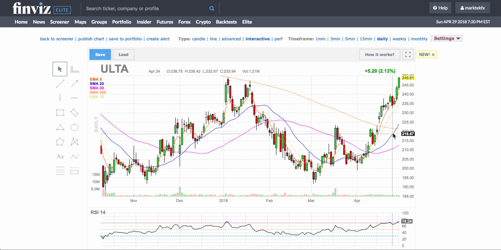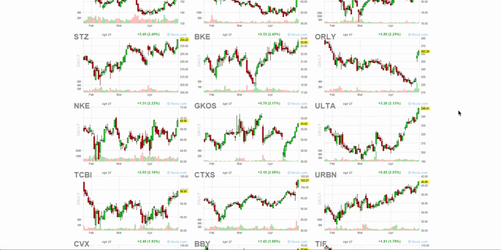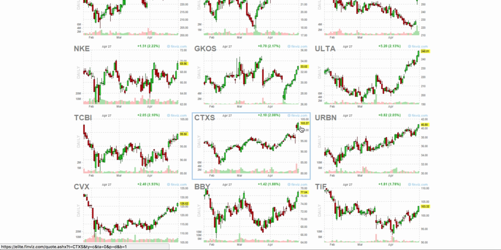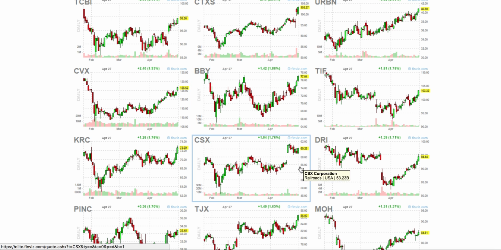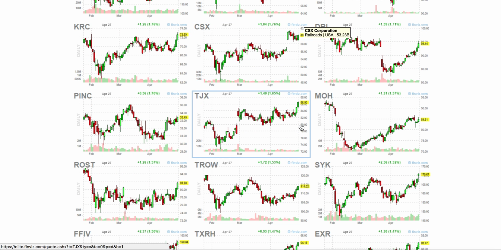It is above all three moving averages, the 200-day, the 50-day, and the 20-day moving averages. And if you look at the RSI, it is over 60. So we are looking to find really strong stocks to go long, right? The other name, TCBI, could be a potential follow through. CTXS looks like a good name for follow through as well. CSX looks like a good name, right? After this up move, sideways consolidation can go up.